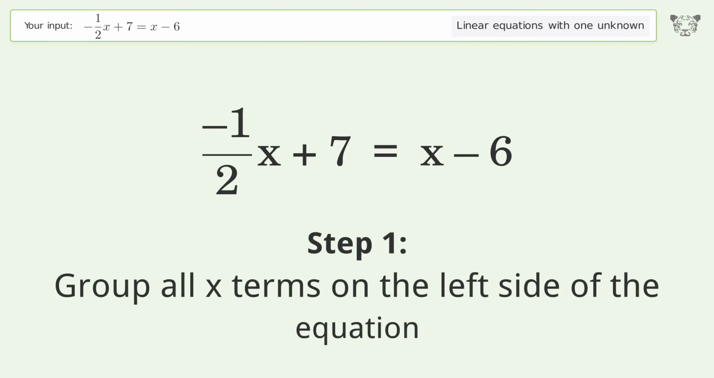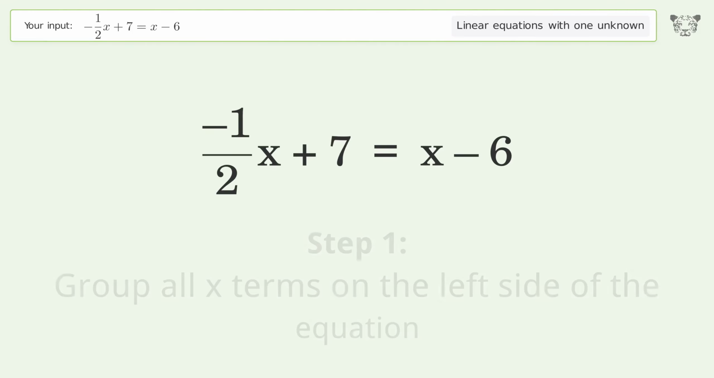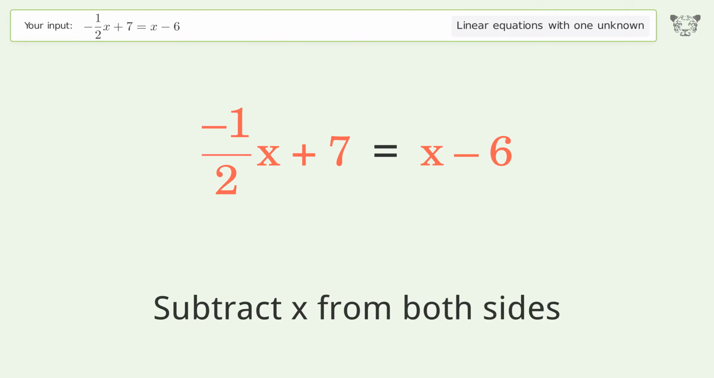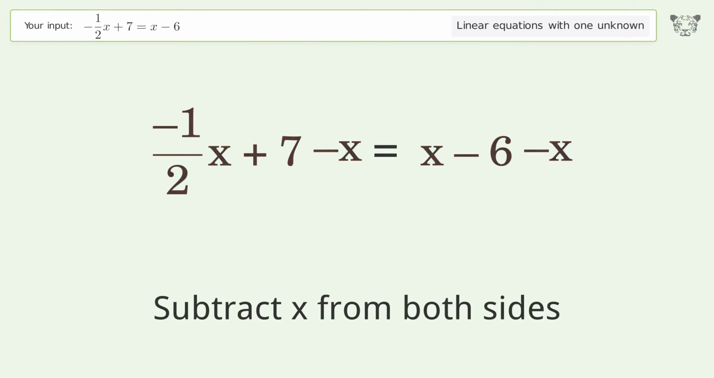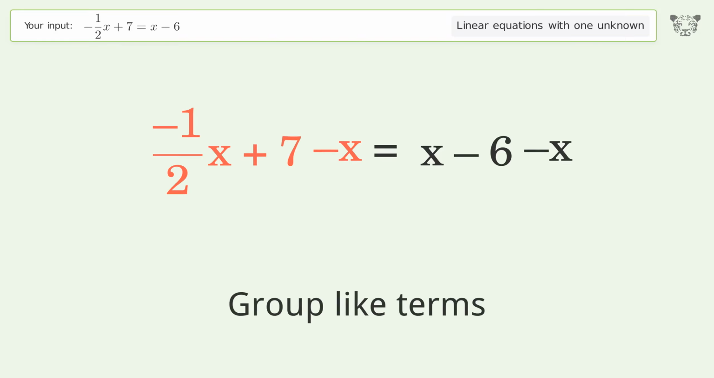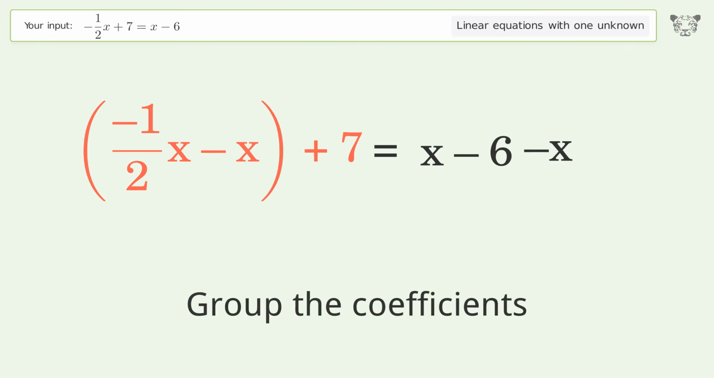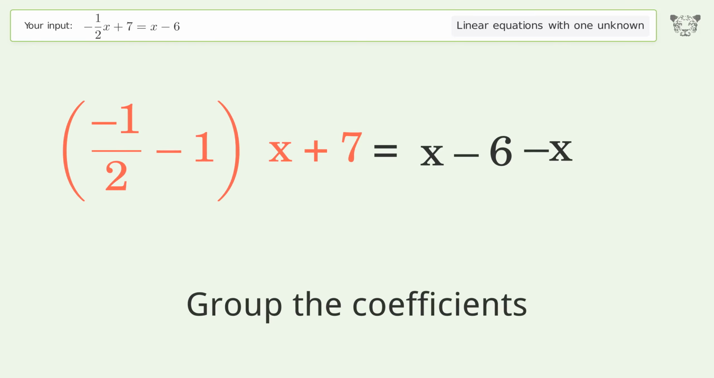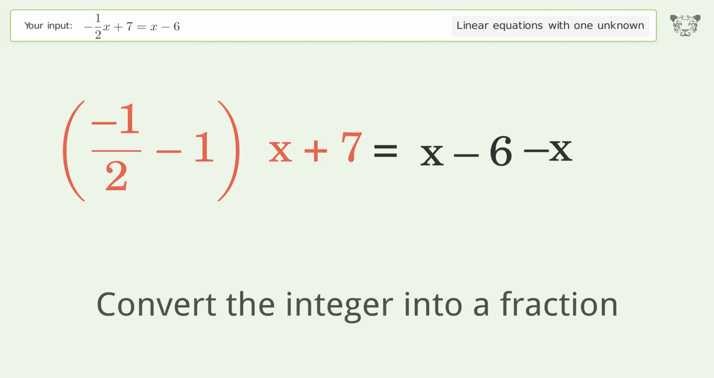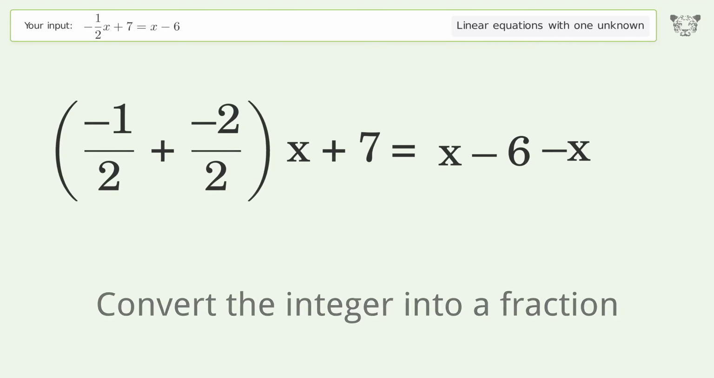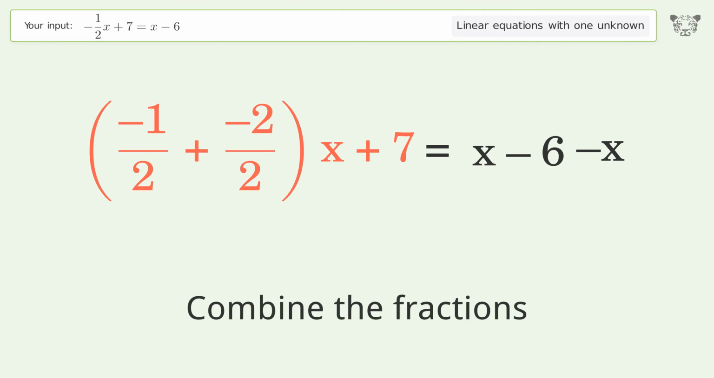Group all x terms on the left side of the equation. Subtract x from both sides. Group like terms. Group the coefficients. Convert the integer into a fraction. Combine the fractions.